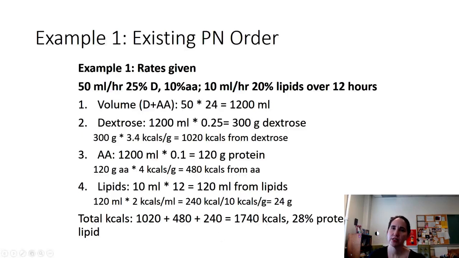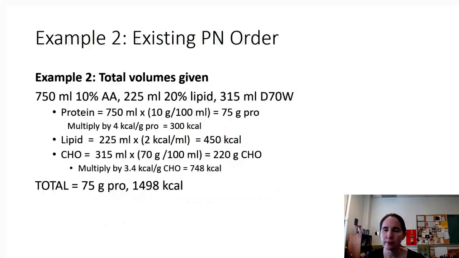lipid. So you can see in this example, the lipids are a little bit below the AMDR, but there might be good reasons to do that when you're giving TPN.